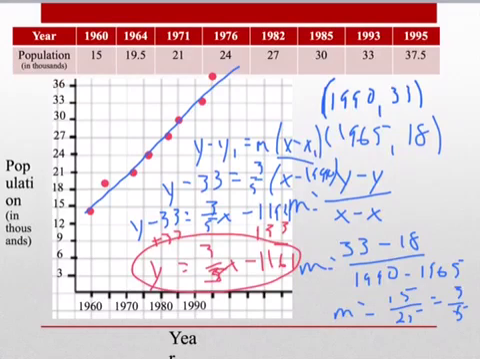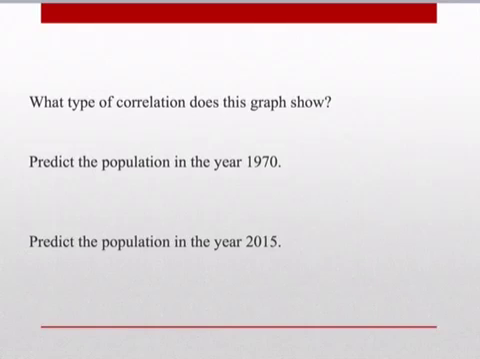Alright, so we are going to use that equation to answer a couple questions. First of all, what type of correlation does this graph have? If you look at the points, they're very close together, so that would be a high correlation. And it is going up, so it would be a high positive correlation.